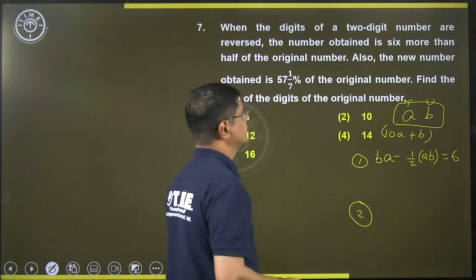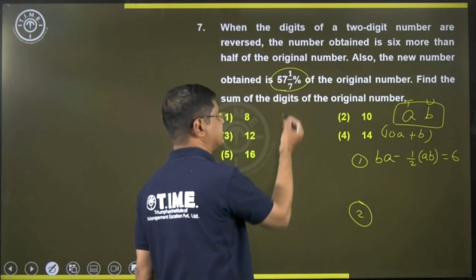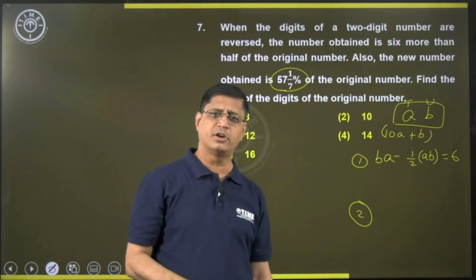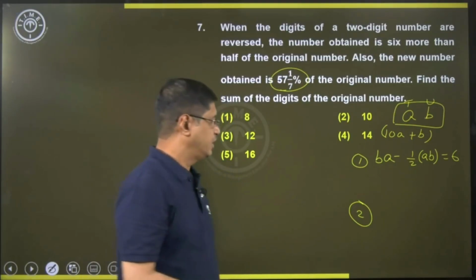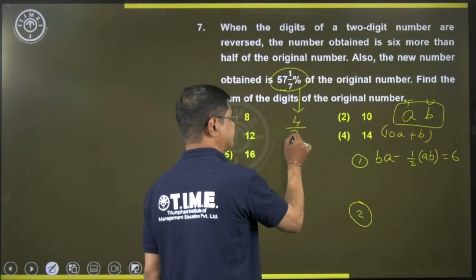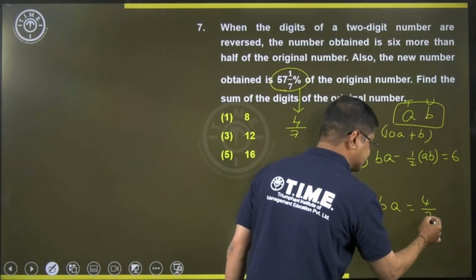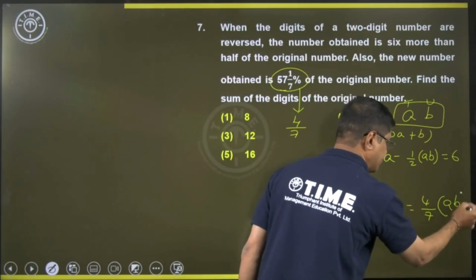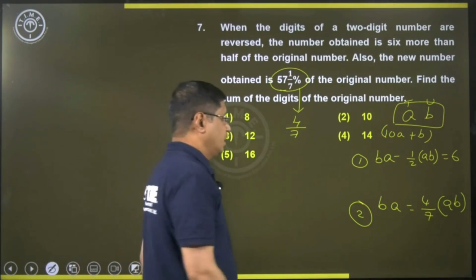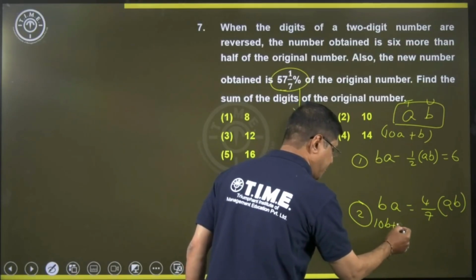Condition number 2, the second condition. The new number is 57 1 by 7% of the original number. What is the equivalent fractional value? 57 1 by 7% is equal to 4 by 7. The value of BA is equal to 4 by 7 of the original number. So these are the two conditions given. Now just check. BA means 10B plus A. Similarly, AB means 10A plus B.